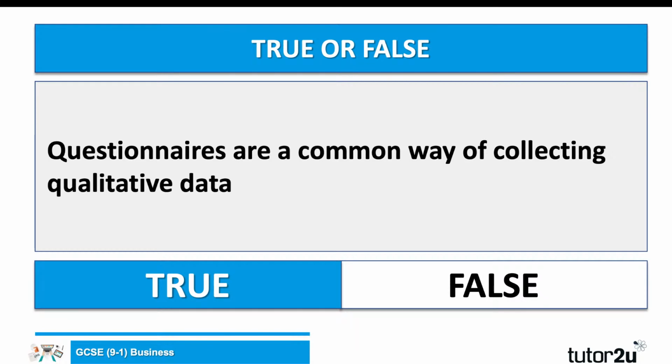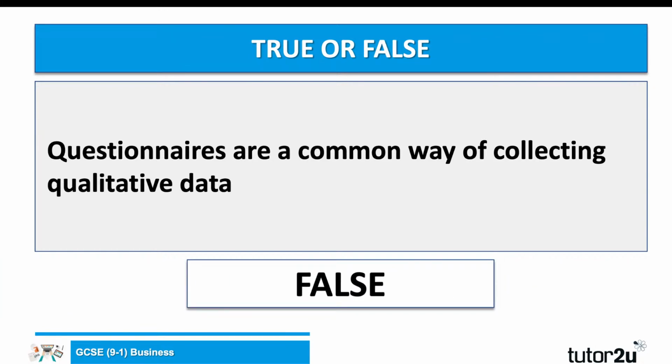A few responses so far. Okay, Jim, can we have the answer, please? Those of you who've said false, well done. Okay, think about the purpose of the questionnaire. Think about the way that the questionnaires are usually structured. Usually they've got closed questions, and the purpose of having a closed question is to generate numerical data, which is of course quantitative data. So the answer to that question was false.